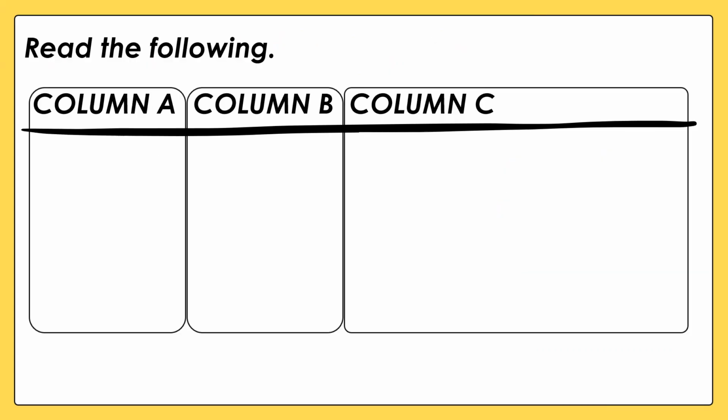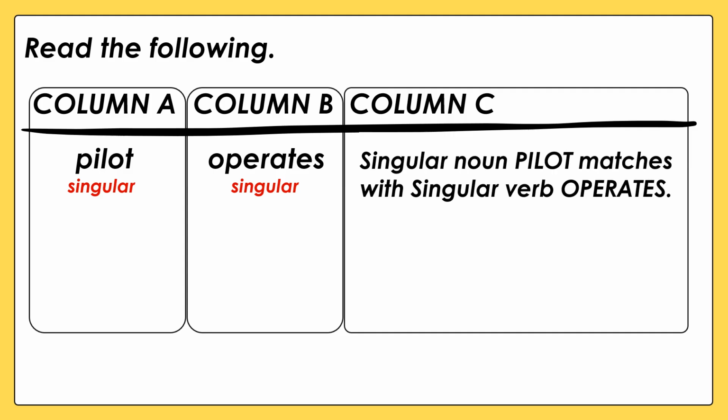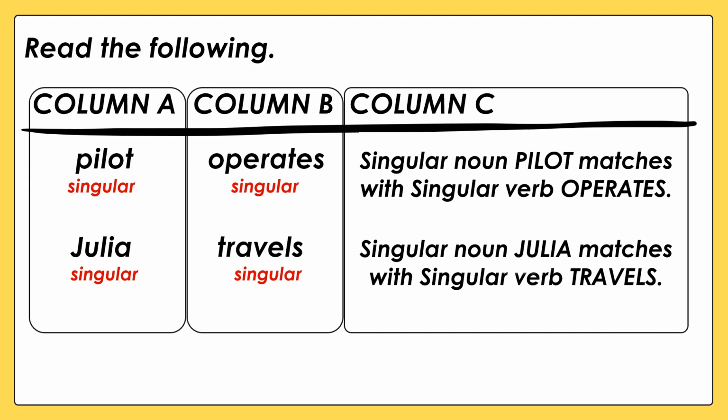Let's try to look at the examples. Pilot operates. Pilot is singular and operates is in singular form also. And this means singular noun pilot matches with singular verb operates. Next, we have Julia travels. Julia is singular and travels is singular, which means singular noun Julia matches with singular verb travels.